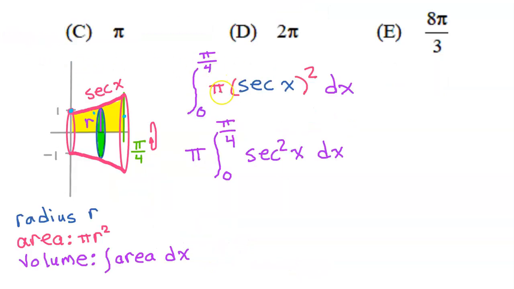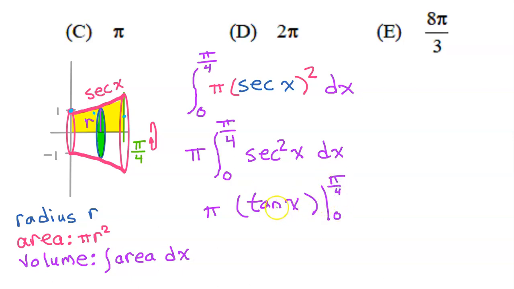Whenever there's a constant in the front, I like to pull it outside the integral before I find the antiderivative. The antiderivative of secant squared is tangent, because I know that the derivative of tangent is secant squared. So I'm going to leave the pi out in the front as I apply the limits of integration.